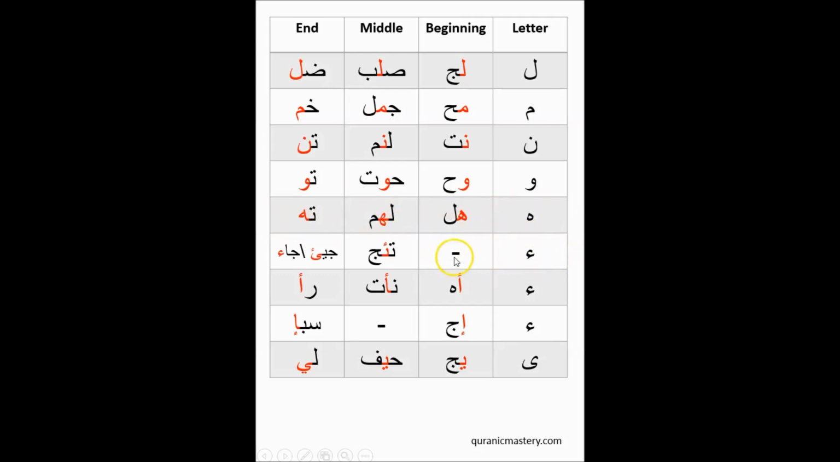The Hamza is, as you can see, there's 3 Hamza sections here.